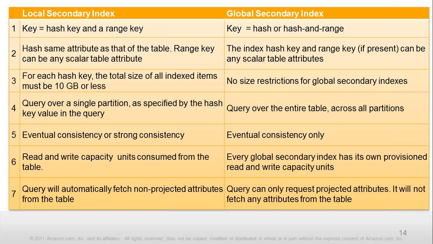In the case of a local secondary index, if you do not project those attributes that you want into the index, the query will automatically get those attributes from the base table. Whereas in the case of a global secondary index, you'll have to go 2 round trips. I think we'll go into some more details on this. So I think this is a pretty important table to have.